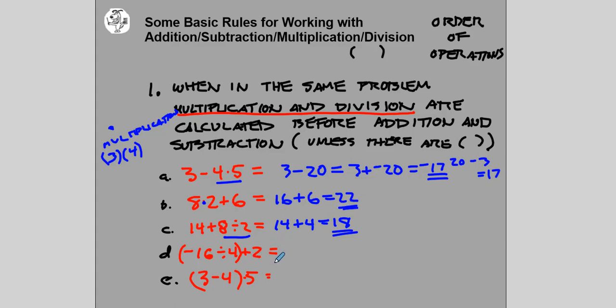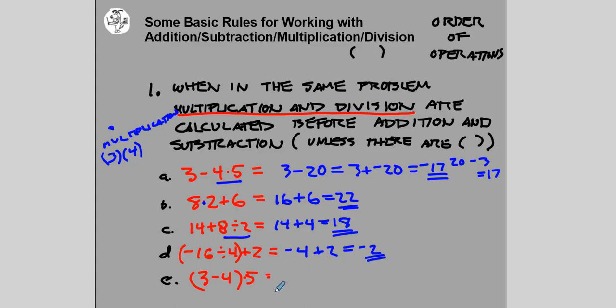Now, the next question, we actually do the division first. I have parentheses here. Actually, we don't need them. But this is going to be -16 divided by 4, which is -4, plus 2. So 4 minus 2 is, these are opposite signs, so I subtract. So this is 4 minus 2, which is 2, but I have more negatives, so it is -2.